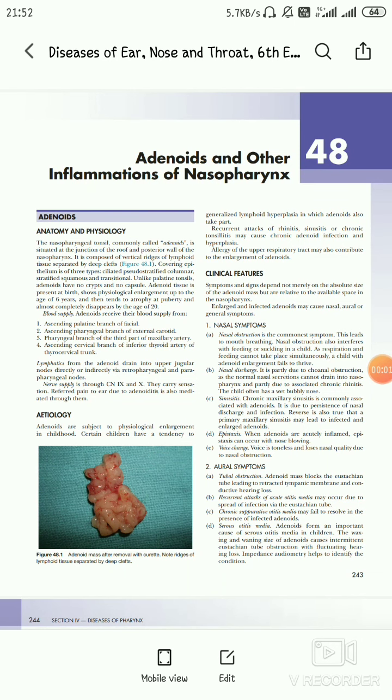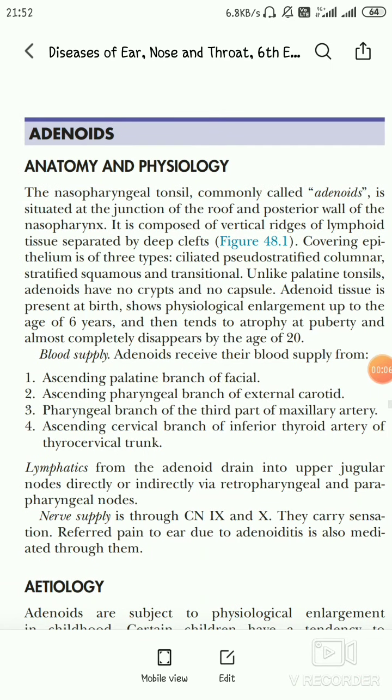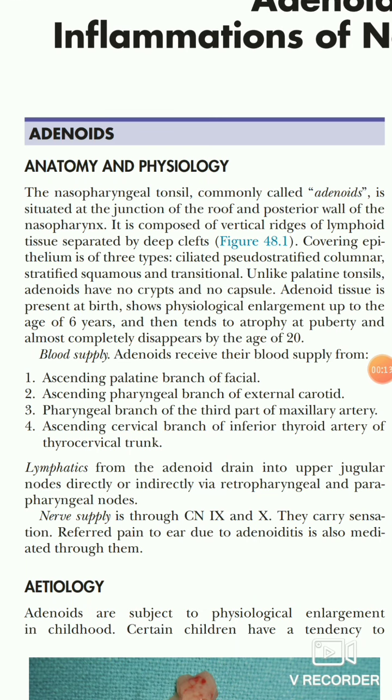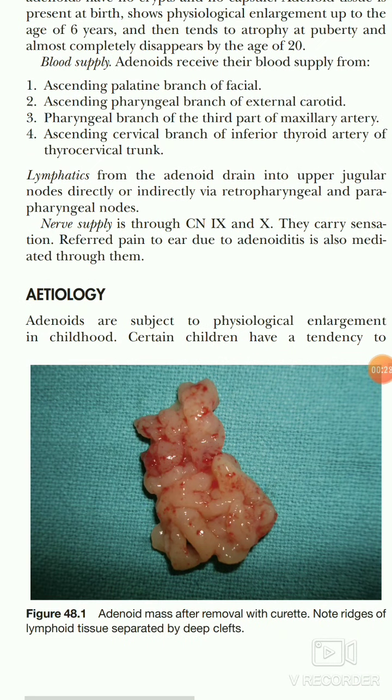Adenoids and other inflammations of nasopharynx. Anatomy and physiology. Adenoids. The nasopharyngeal tonsil, commonly called adenoids, is situated at the junction of the roof and posterior wall of the nasopharynx. It is composed of vertical ridges of lymphoid tissue separated by deep clefts. Figure 48.1. Adenoid mass after removal with curette. Note the ridges of the lymphoid tissue separated by deep clefts.